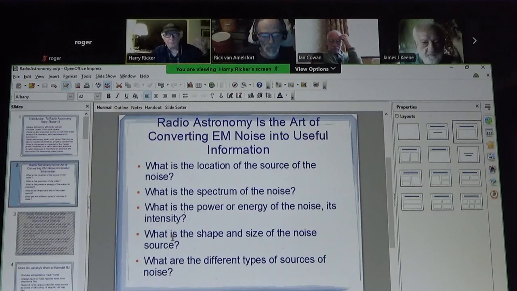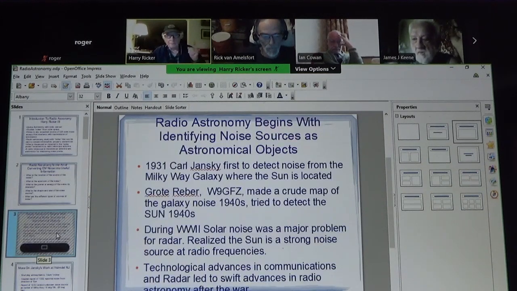What is the shape and size of the source of the noise? What does it look like in the sky? Is it big? Is it small? That sort of thing. And here's the important thing: what are the different types of sources of this radio noise? That's really the ultimate question that radio astronomers are dealing with.